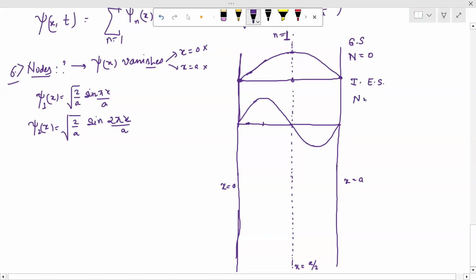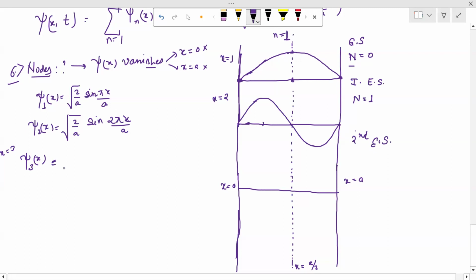The number of nodes here happens to be 1. So just remember, if n is equal to 1, the number of nodes is 0. If n is equal to 2, then the number of nodes capital N is equal to 1. Now let me consider the third state. If I take a third state that is corresponding to n equal to 3, obviously this is the second excited state. So I'll write second excited state.